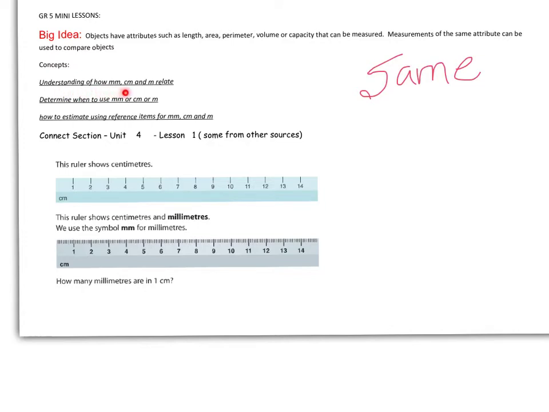Understanding how millimeters, centimeters, and meters relate, which we touched on in our last unit. Determining when to use millimeters, when to use centimeters, and when to use meters, which we haven't really discussed yet. And then how to estimate using a reference item for millimeters, centimeters, and meters. And we will talk about what a reference item is. You will find this in Unit 4, Lesson 1. Note, some things are from other sources, so you may not find them in your textbook.